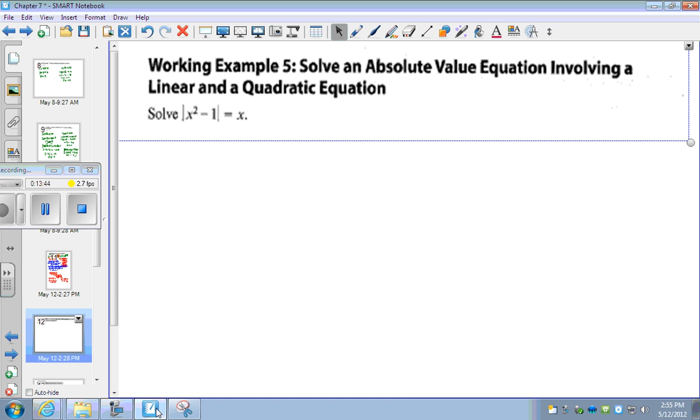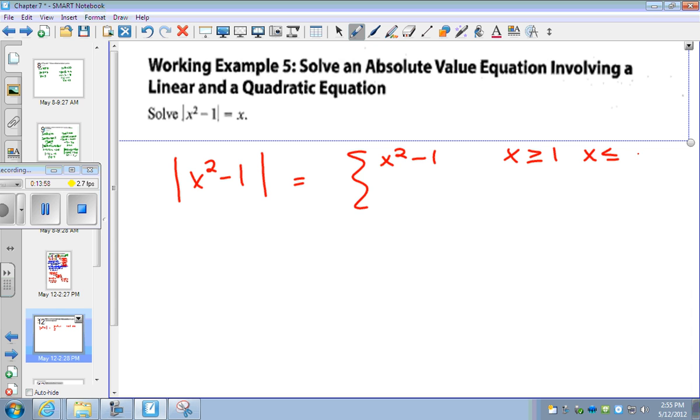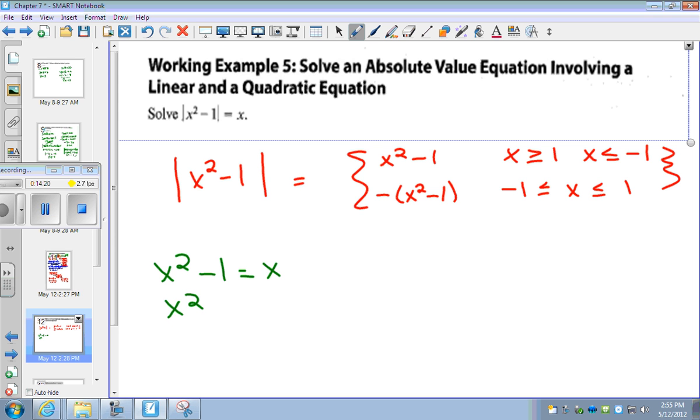Okay, so the absolute value of x squared minus 1 looks like x squared minus 1 when x is greater than or equal to 1 or x is less than or equal to negative 1. This graph is reflected whenever it's between those two things. Okay, so we have to look at the two cases again. So case 1, we're going to say when x squared minus 1 is equal to x. So when x squared minus x minus 1 is equal to 0.